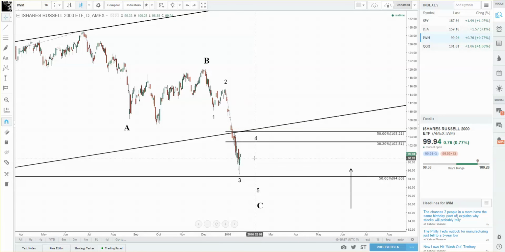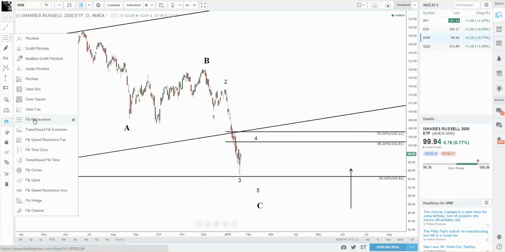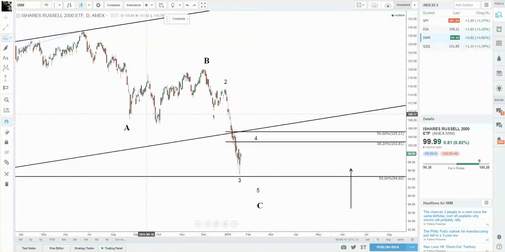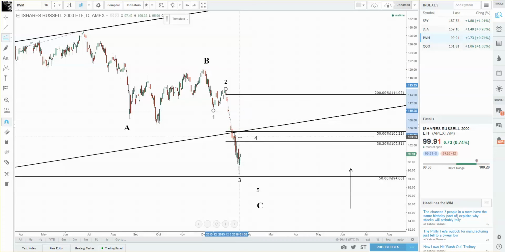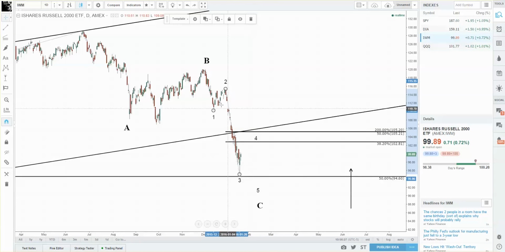The next thing I want to do is, many times the corrections within an impulse wave, that being waves 2 and 4, are related by price and time. So we'll focus on the price part of that equation, and we'll take our trend-based fib extension. We'll draw out the length of wave 2 and project that higher from the termination point of wave 3. Okay, conveniently, 200%, the length of wave 2 projected from wave 3 coincides exactly with the 50% level.